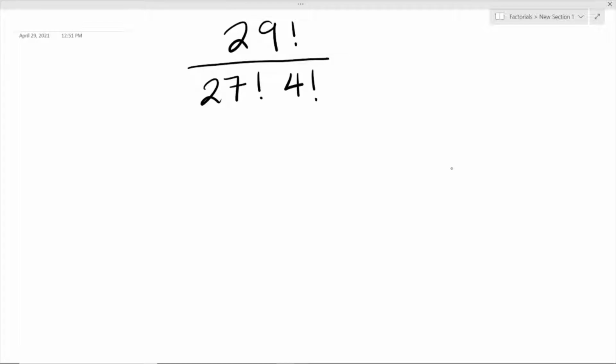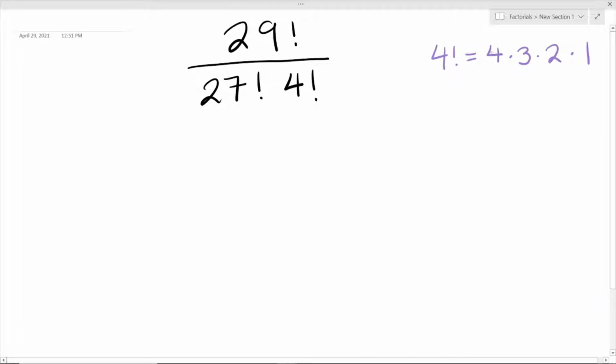Today I'm going to be showing you how to simplify an expression that looks something like this involving factorials. So with factorials, let's say we have 4 factorial right here. 4 factorial is the same as 4 times 3 times 2 times 1.